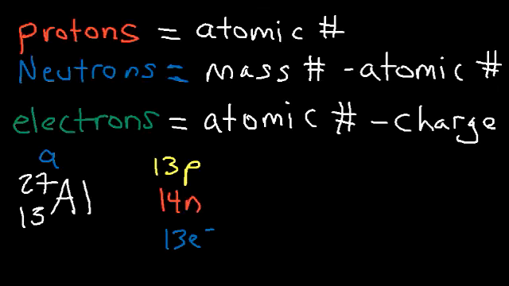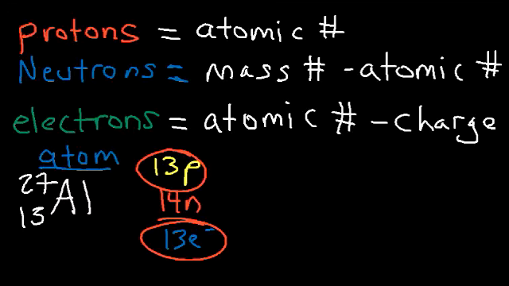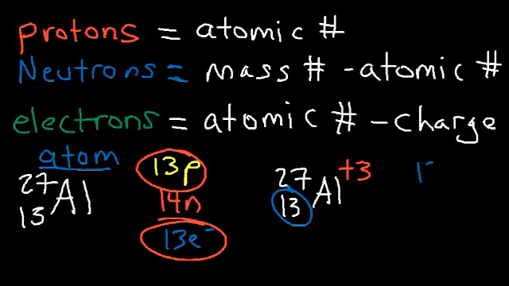So this is an atom. Within an atom, the number of protons and electrons are identical, and so therefore there's no net charge. The atom is electrically neutral. But now let's say if we have an ion. An ion is basically a particle with a charge. The number of protons is still going to be the atomic number, which is 13.